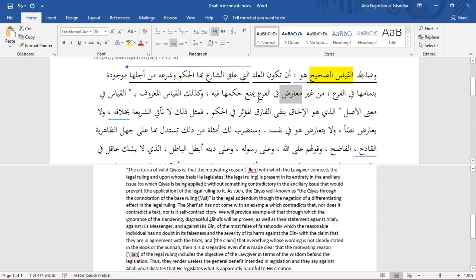In the far', it prevents its ruling in it. So without, see where are we at? We're down here now. Without something contradictory in the ancillary issue that would prevent the application of the legal ruling to it.